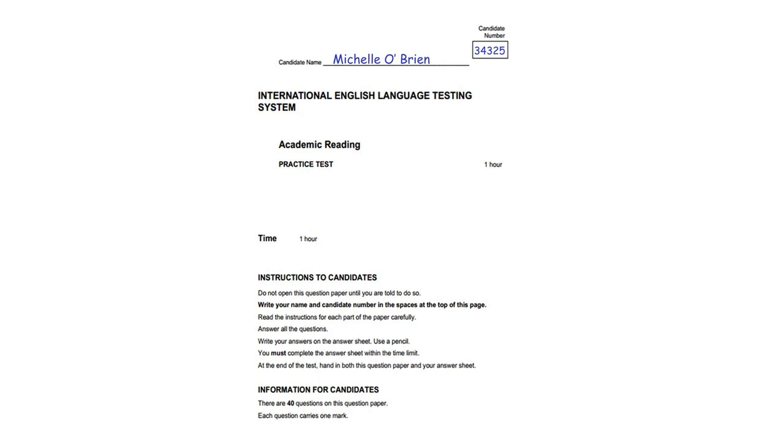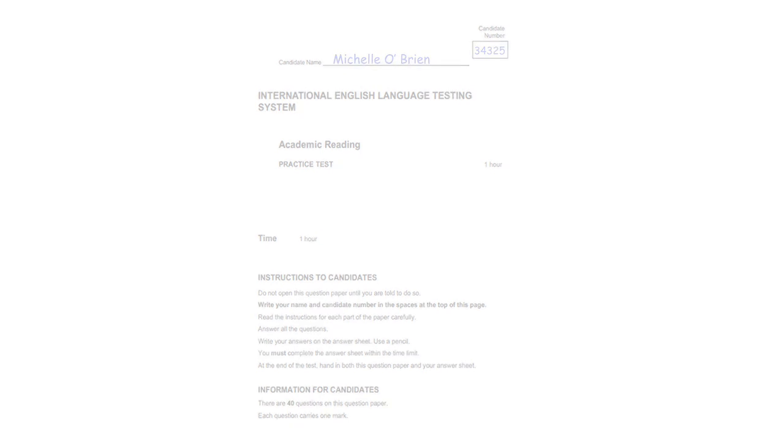Use a pencil. You must complete the answer sheet within the time limit, which is 60 minutes, which again is something you already know. At the end of the test, hand in both the question paper and your answer sheet. Once you have read these instructions, we will begin.